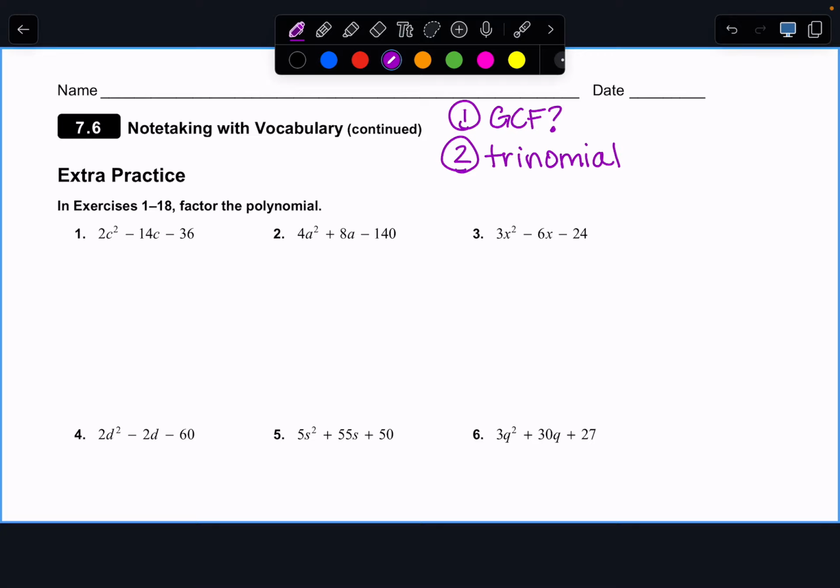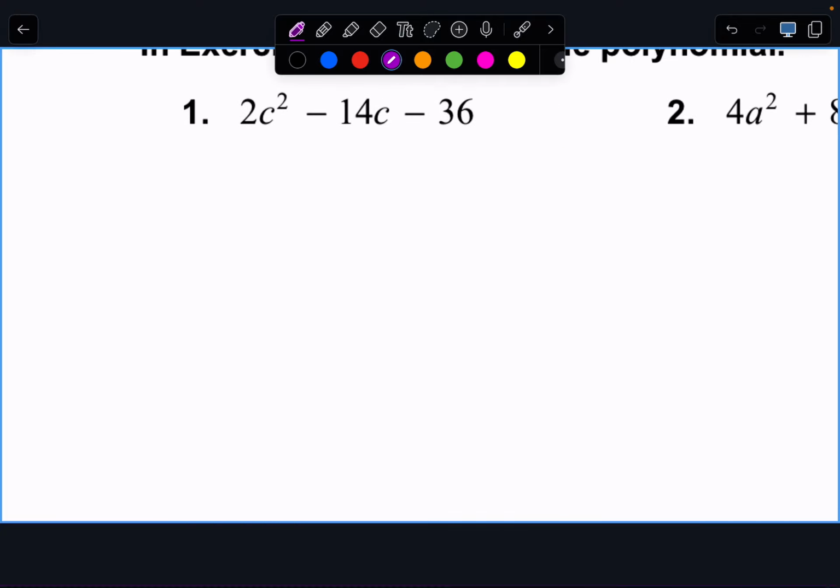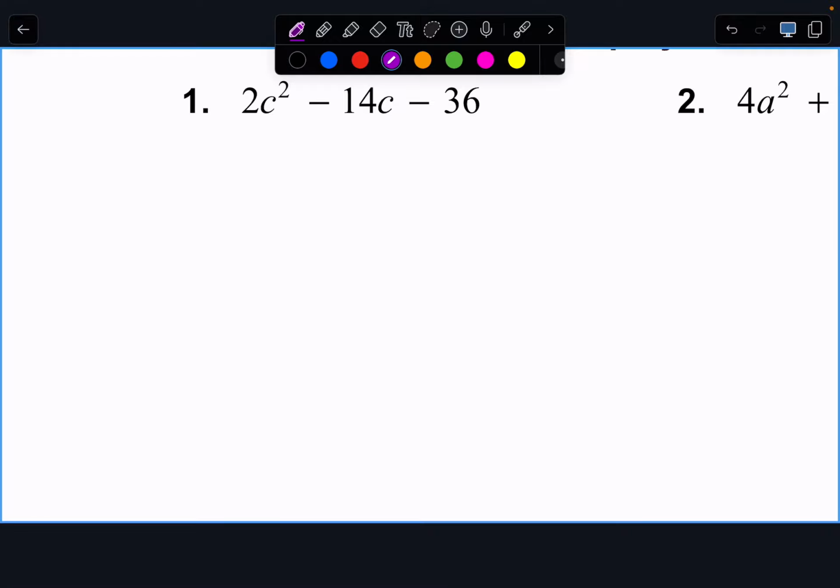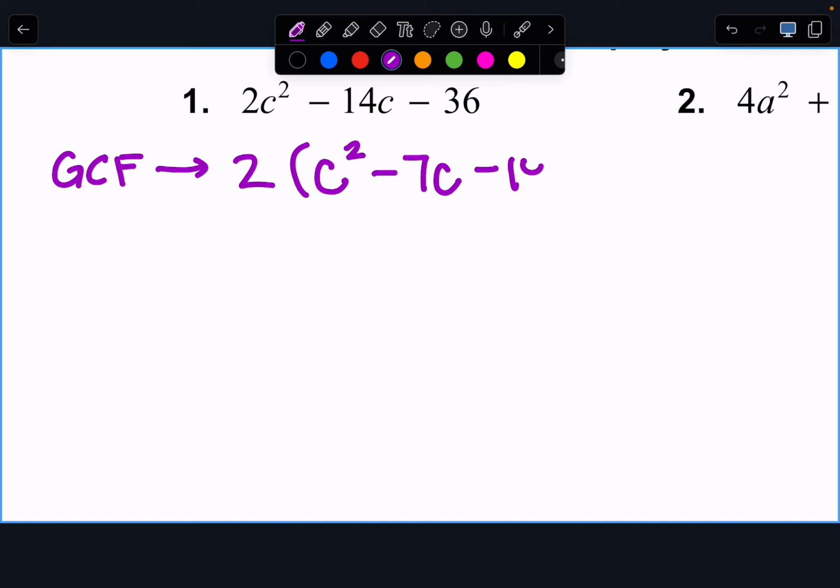Okay, so I'm going to zoom here to number 1. I always want you to think, is there a GCF? What is our GCF? 2. So I am going to factor out our GCF of 2. What do we have left over? When we divide out the 2, left over we're going to have c squared minus 7c minus 18.